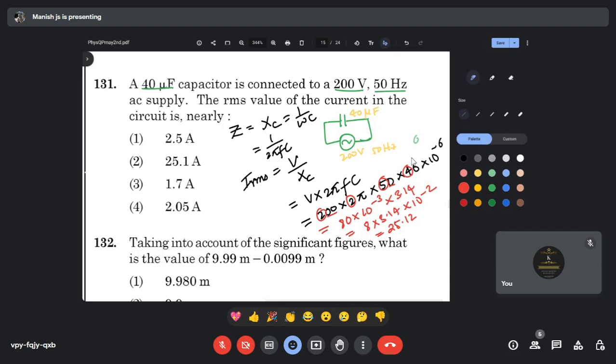Yes, option 2. Option 2, 25.1 ampere. So we have into 10 to the power minus 2. If you are writing in terms of significant figures, what do you get? 2.51?